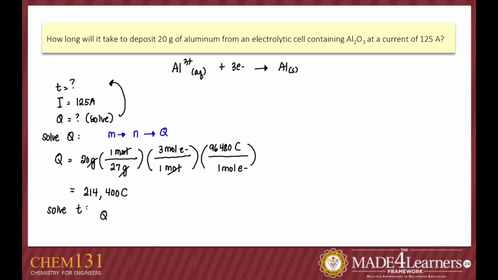So now that we have Q, we can now solve for T. So, right? Q is equal to I times T. So, T therefore is equal to Q over I. So, we just divide 214,400 coulombs. Remember that if you rounded it off, please use the exact value, and then divide by I, which is 125 amperes. So, how long will it take? It did not specify units for time, so we will use the unit seconds. So, that's 1,715.20 seconds. So, that's the time it would take to deposit 20 grams of aluminum using the current of 125 amperes.